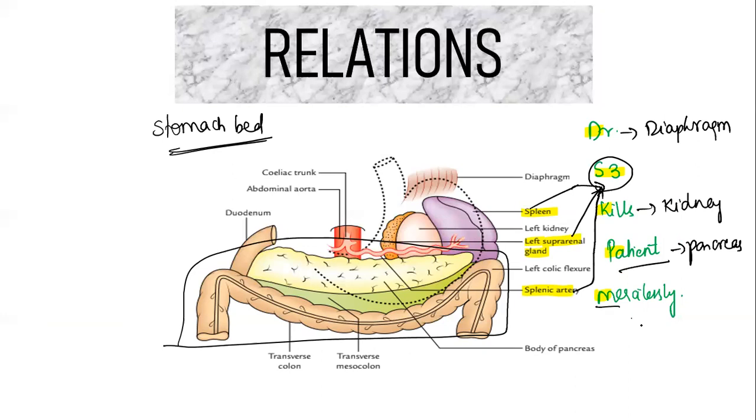Then M for mesocolon, transverse mesocolon. Can you appreciate here? You have got the transverse mesocolon. So the posterior relations, or the stomach bed, is formed by Dr. S3 kills patient mercilessly, that is diaphragm, spleen, suprarenal gland, splenic artery, kidney, pancreas, and the transverse mesocolon. So these are the posterior relations.